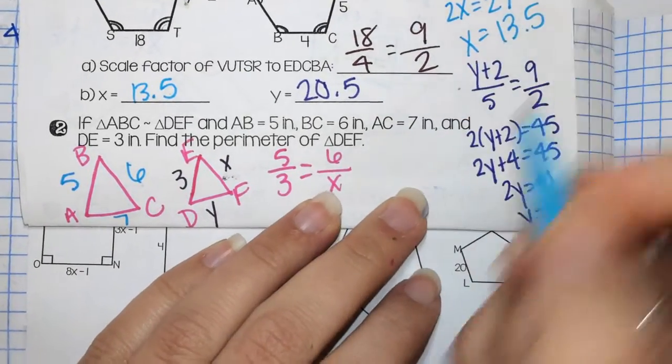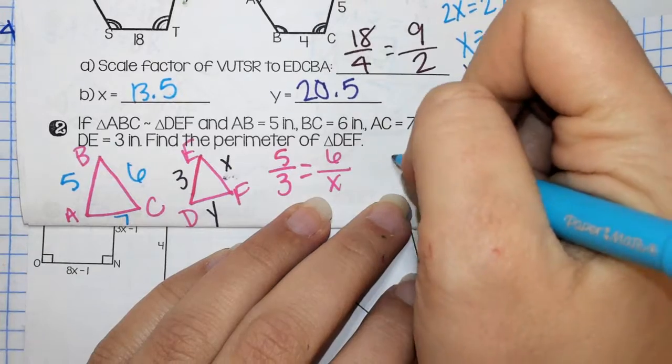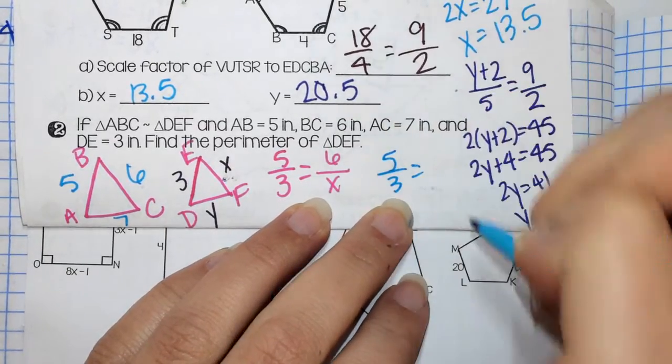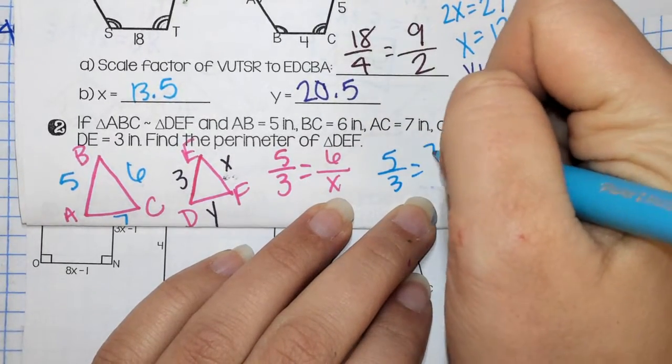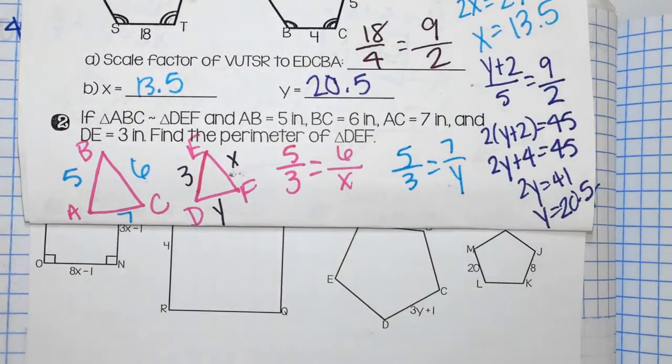To find y, would you do the same thing? You would do 5 divided by 3 equals what? 7 divided by y.